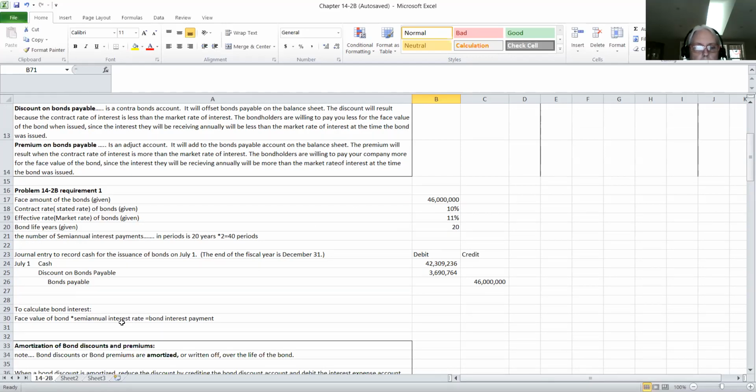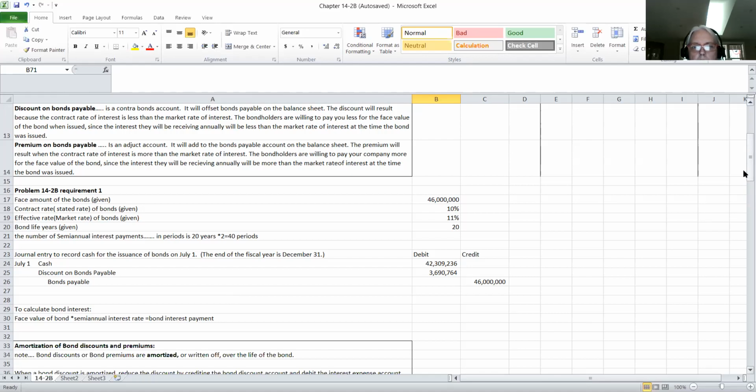To find the amount of the bond interest, you would take the face value of the bonds, which in this case is 46 million. You would multiply it by the semi-annual interest rate, which is half of the contract rate, 5%. And whatever that gives you is the amount of interest that you'll be paying every 6 months. Now, the first payment would be on December 31st, which is also the end of this company's fiscal year.